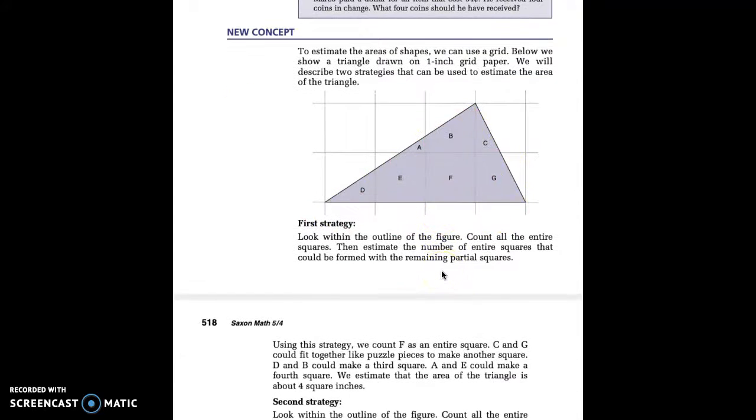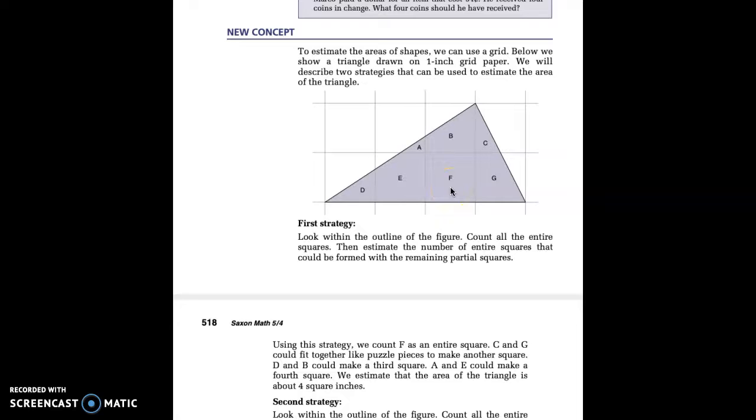So the first strategy here is we're going to look at the outline of the figure. We're going to count all the entire squares. And what that means is all the squares that are filled in completely within the figure. And we see that only one square is filled in completely. So that counts as one.